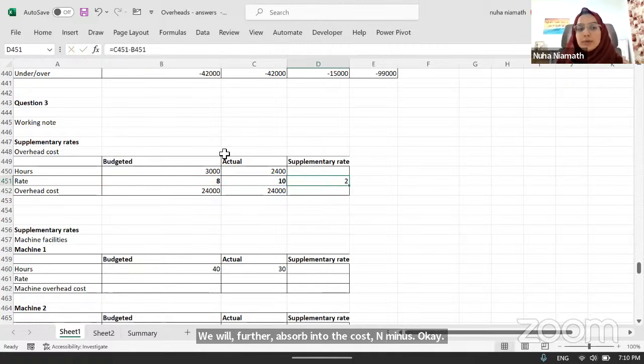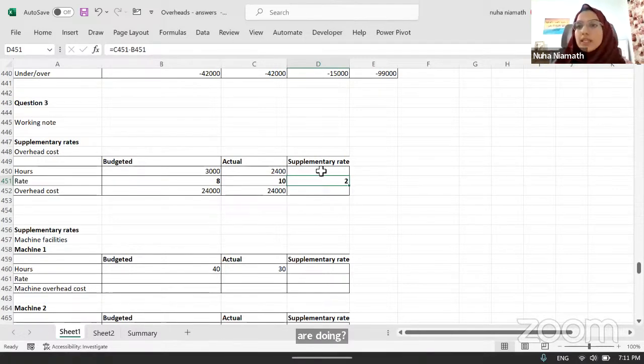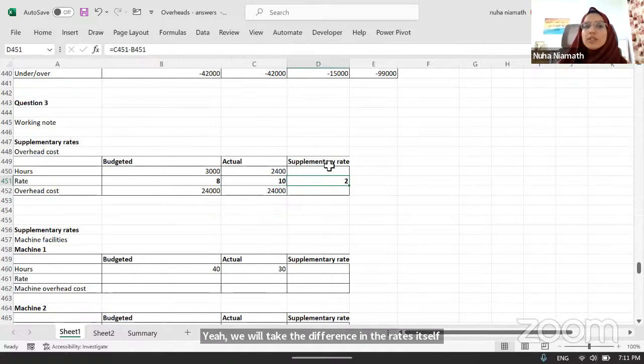Is everybody clear here? How did we calculate the supplementary rate? Another way you could have done it is an indirect way of calculating the supplementary rate. Generally, what we used to do is take the difference in the cost. Here we will take the difference in the rates itself because they have not given any other information. So this is how we calculate the 2 rupees of the supplementary rate.